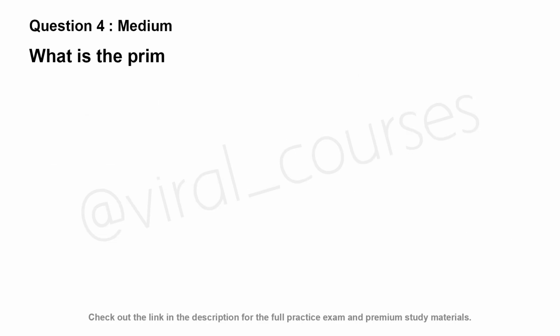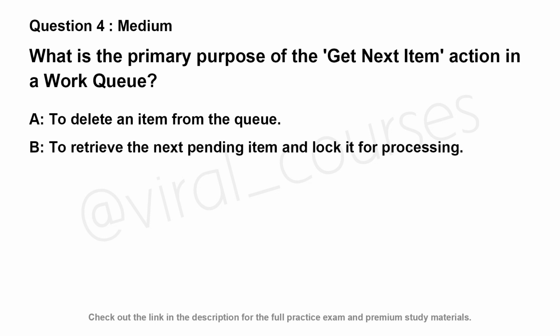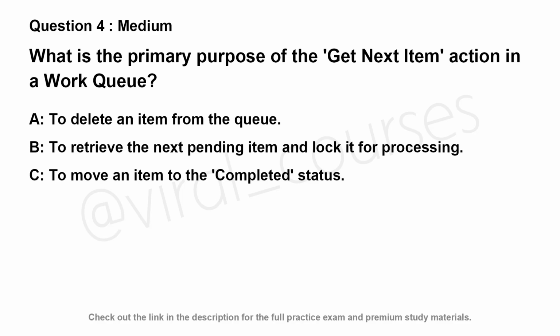What is the primary purpose of the Get Next Item action in a work queue? Option A, to delete an item from the queue. Option B, to retrieve the next pending item and lock it for processing. Option C, to move an item to the completed status. Option D, to add a new item to the queue.